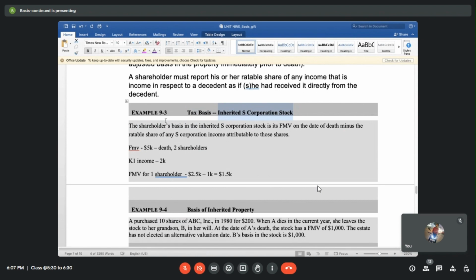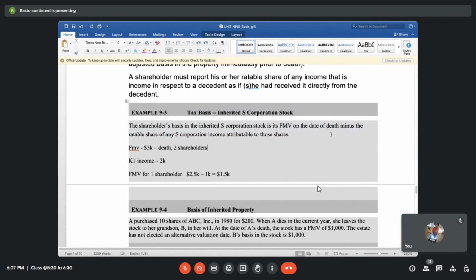Fair market value is 5K at the time of death, 2 shareholders, K1 income 2K, fair market value for 1 shareholder 2.5K minus 1K. What is the basis in the inherited S corporation stock? What is the shareholder basis? The shareholder's basis in the inherited S corp stock is its fair market value on the date of death minus the rateable share of any S corp income.